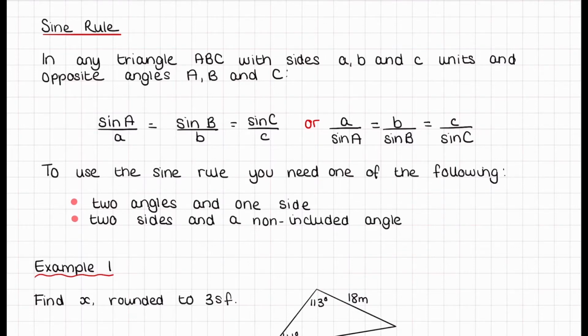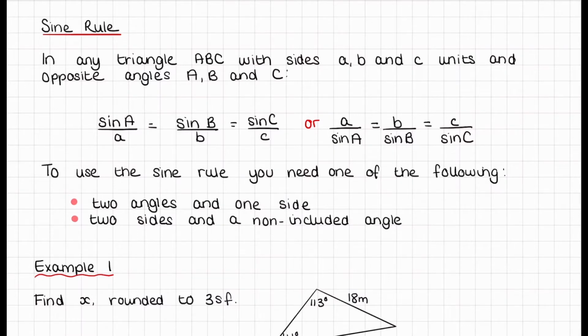Now our next rule on this topic is the sine rule. So in any triangle ABC with sides lowercase a, b, c and opposite angles of capitals A, B, C, we have these rules. Now these two rules are exactly the same, it just depends on what you're trying to find out. So for me personally, if I am trying to find an angle, I'll use the first form. If I'm trying to find a side, I'll use the second form, but it doesn't really matter.